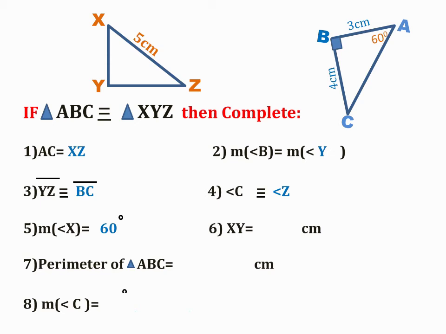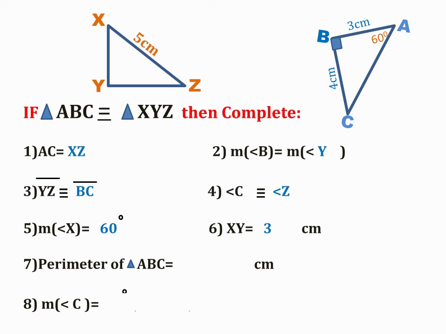Again, XY equals how many centimeters? XY in the figure doesn't have any numbers on it, so I have to figure out which one corresponds to XY. XY are the first two letters, so I'm going to take A and B. And AB, as you can see, is 3 centimeters. So XY is also 3 centimeters.